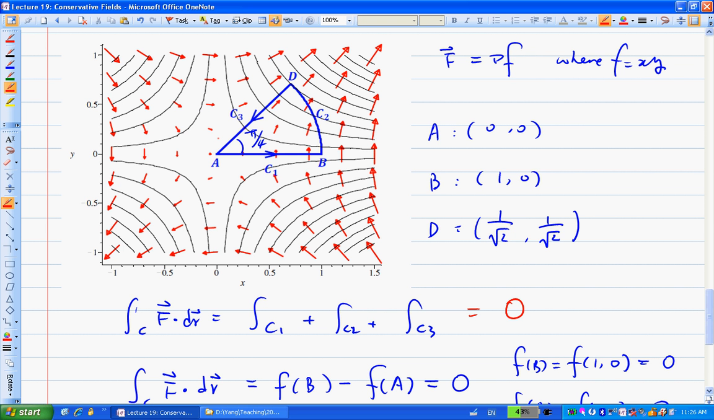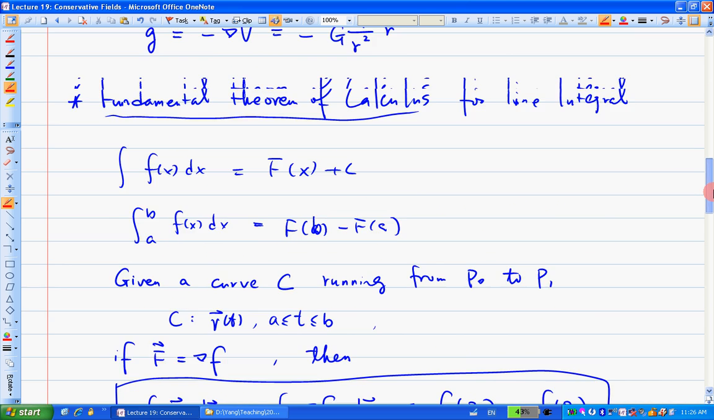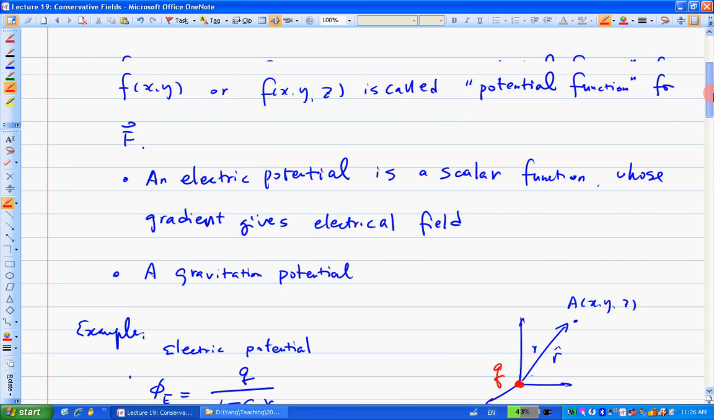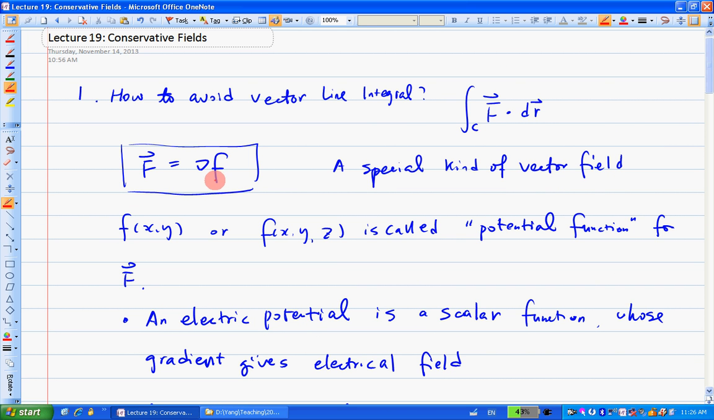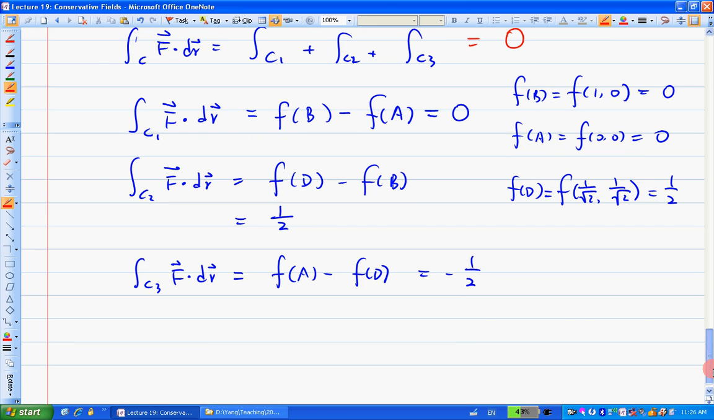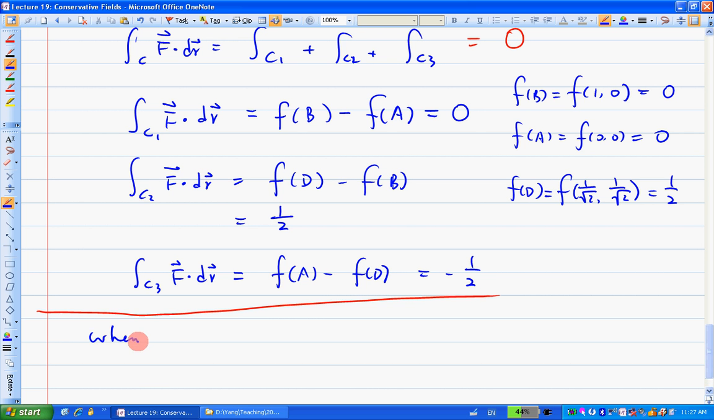This is actually the next point. You have this special kind of field, which is F equal to this. We haven't really seen why it's special yet, but we have a name for it. When F equals del f, we call this F a conservative field.